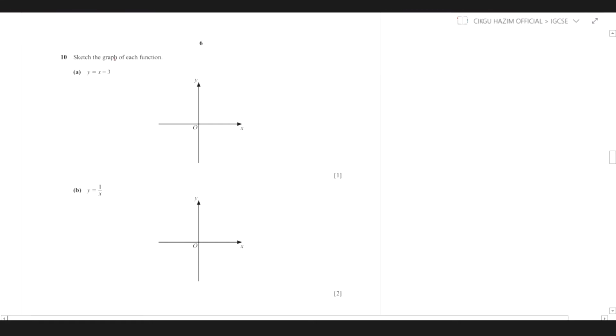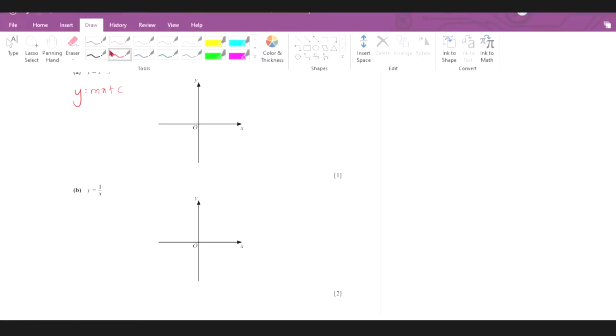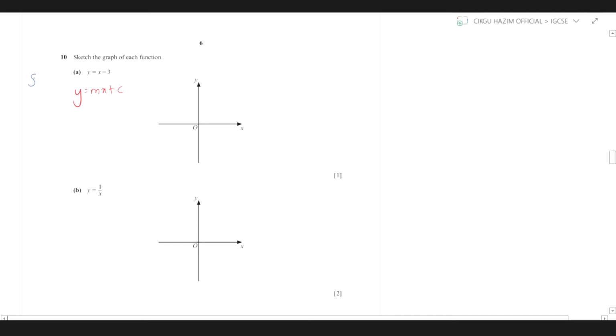Before we sketch everything, make sure you find out what the function itself is first. You can see y equals x minus 3. It's also quite similar to y equals mx plus c. If you see it like this, then you can see that it is a straight line function. So your sketch here must be a straight line. But whenever you want to sketch it, you need to make sure your sketch has the correct y-intercept and x-intercept. You know that the c value here is equal to negative 3. That means your y-intercept here is supposed to be negative 3.